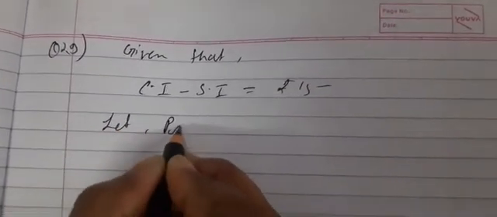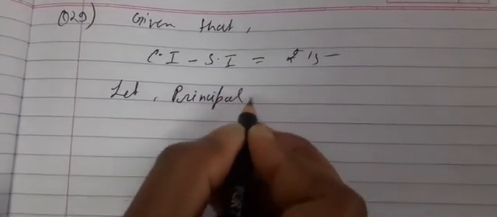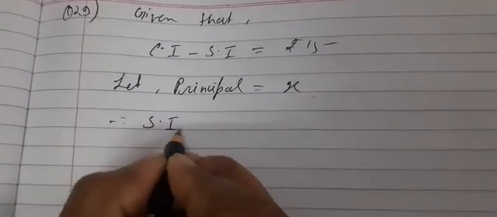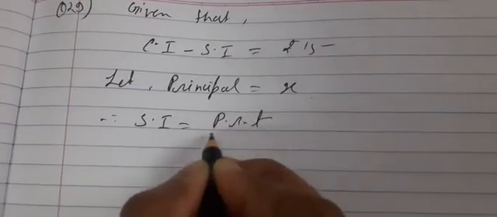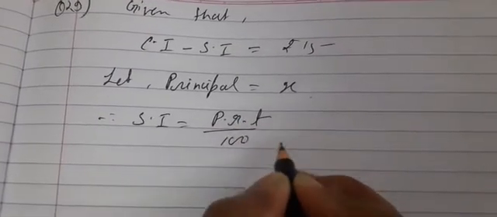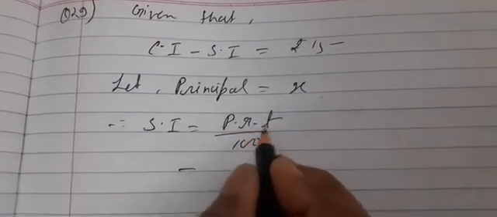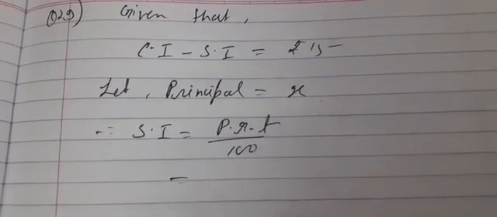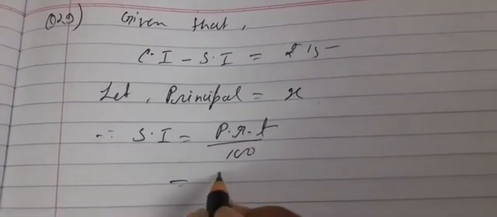Given that compound interest minus simple interest is equal to rupees 15. Let the principal be x. You may take p, y, z, a, b, c, d, whatever variable you like. Generally I take p, but this time I have taken x. Therefore simple interest will be p into r into t upon 100. As we know, there is no change in rate and time for simple interest, whether it is semi-annually, annually or quarterly. So directly we will put the value for p.